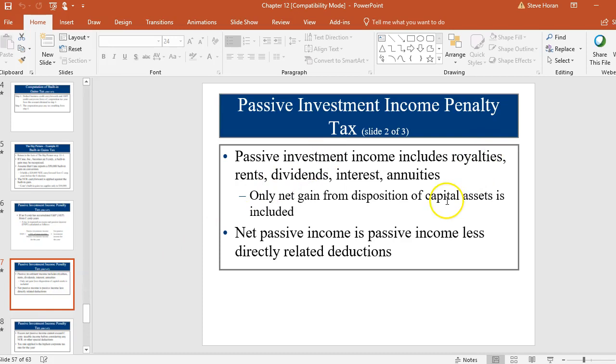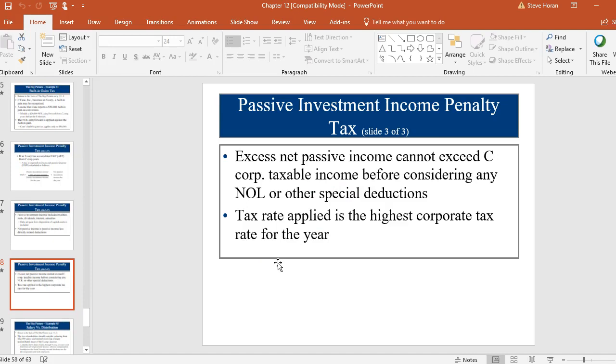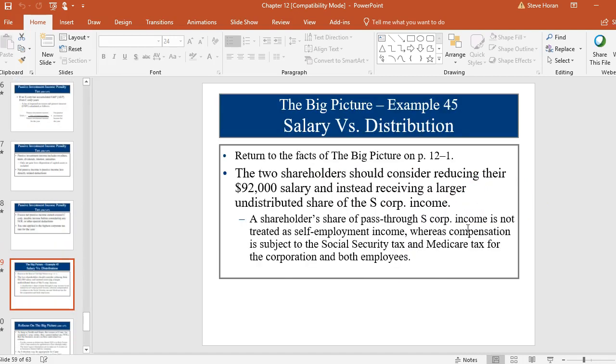Passive investment income includes royalties, rents, dividends, interest, annuities. Only net gain from disposition of capital assets is included. And excess net passive income cannot exceed C Corp taxable income before considering NOL or special deductions. And again, we use the highest corporate tax rate, which is 21%.